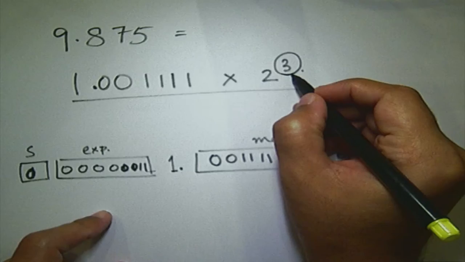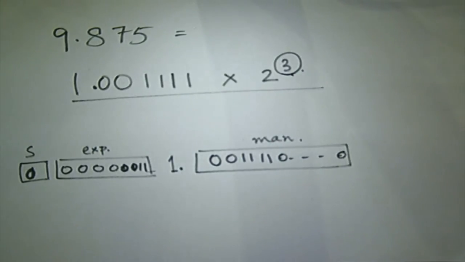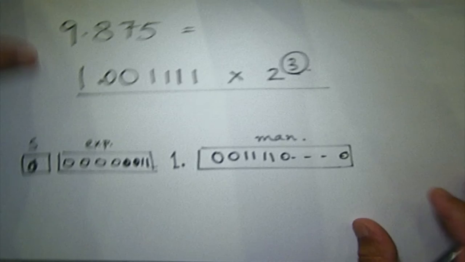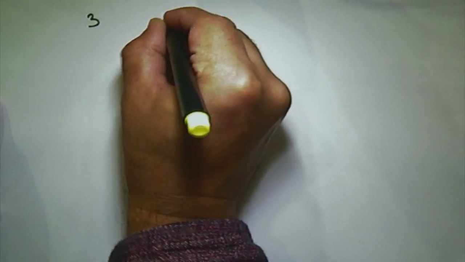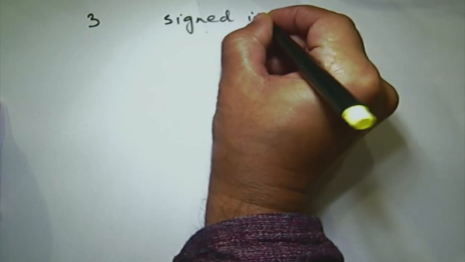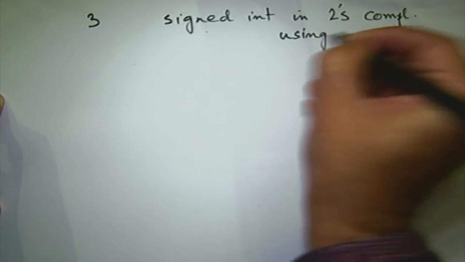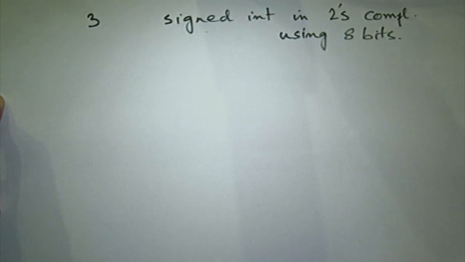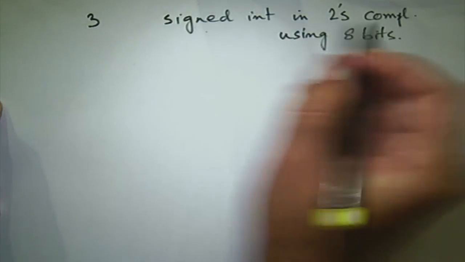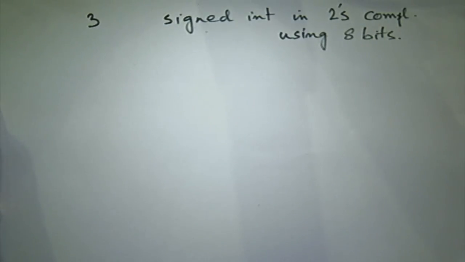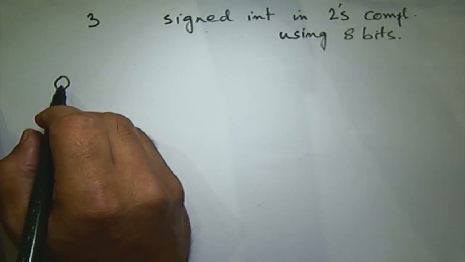So the exponent is 3, right? I have to represent 3 using 8 bits because the exponent is 8 bits. So I have to represent 3 as a signed integer in 2's complement. This is what we have to do, right? How do we represent a signed integer in 2's complement using 8 bits? We first see what the sign is. That tells us what the MSB is. Now, if the MSB is 0, there is nothing to be done for the other bits. We can just write off the magnitude straight away.